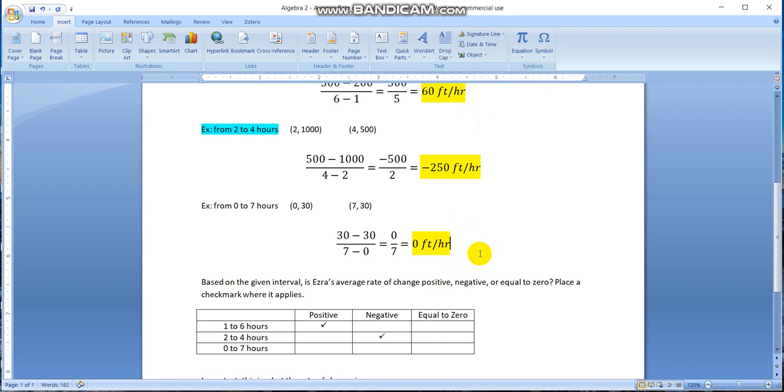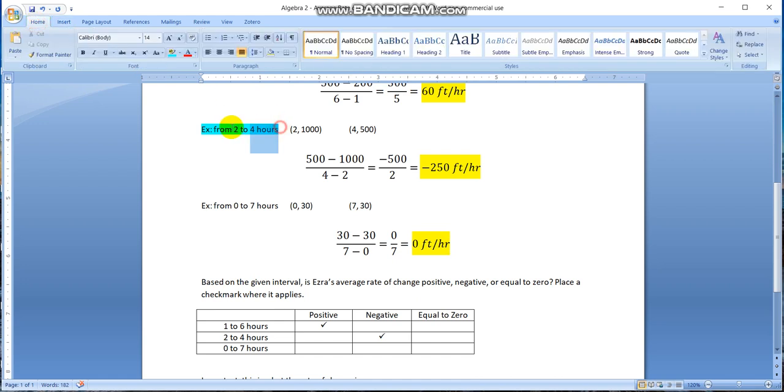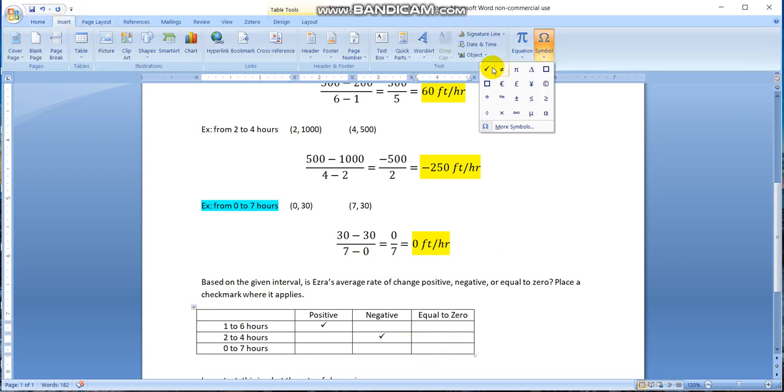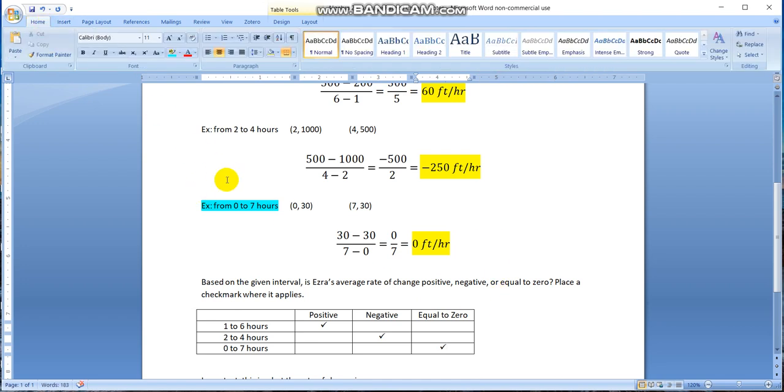Okay. And the last one, from 0 to 7 hours. If you look at this, his rate of change is not increasing or decreasing. It's 0 feet per hour. So in this case, this would be equal to 0. So yeah, that's pretty much it.